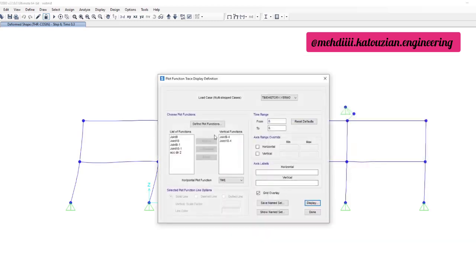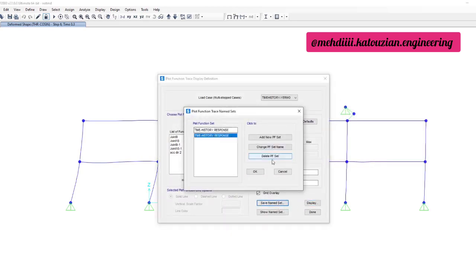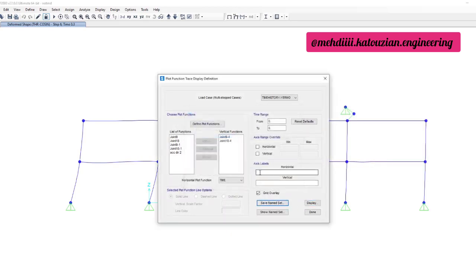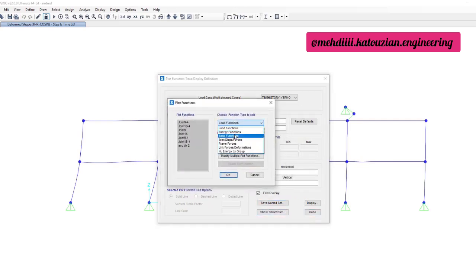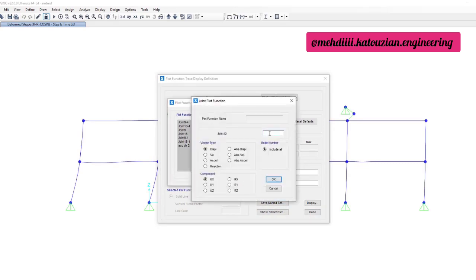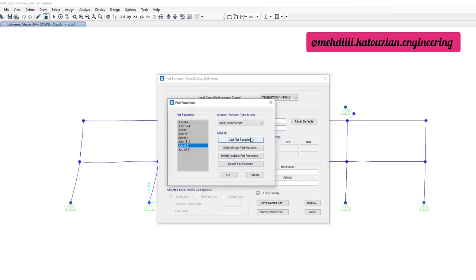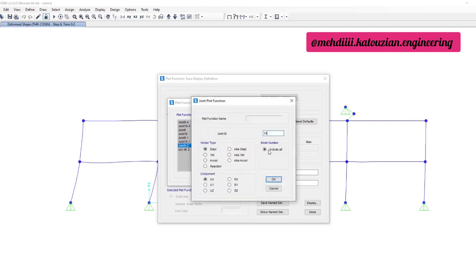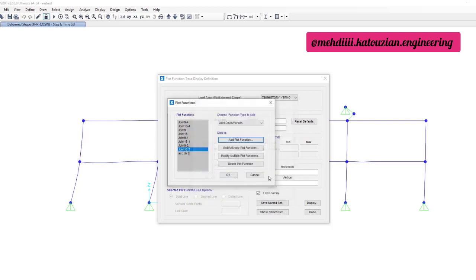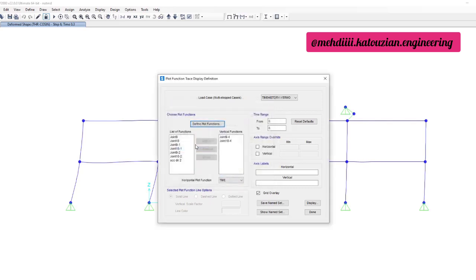We can save this for our video recording. You can change this here. Okay, and now we go to define another function such as displacement. We can put joint 9, displacement in U direction. Okay, and then go again to joint 18, and okay. So this is the displacement.